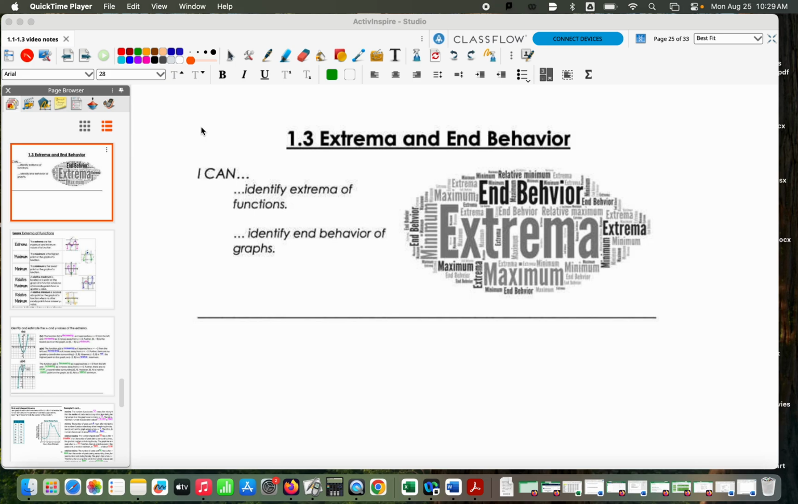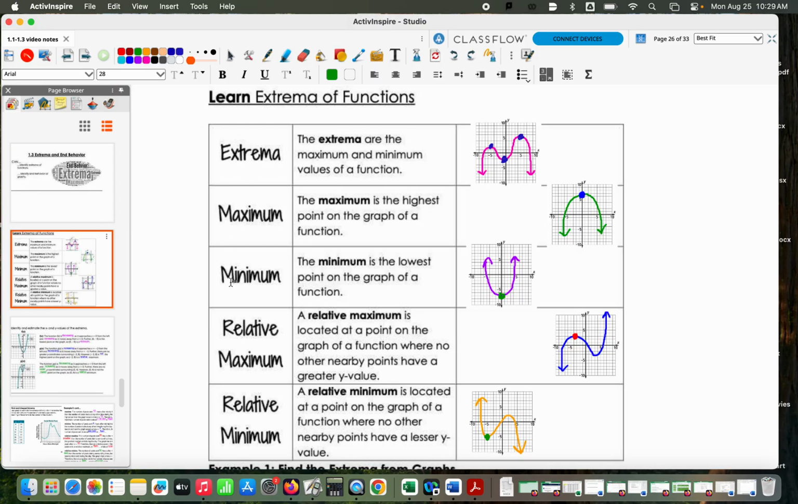In 1.3, we're going to talk about extrema and end behavior, like how a graph behaves and where it is headed towards. And extrema are basically just your maximums and minimums. So the highest point, the lowest points on graphs. They're basically those turning points. Those are very important, and usually, especially in the real world, have certain meaning. We'll even see an example of that in just a minute here as well.